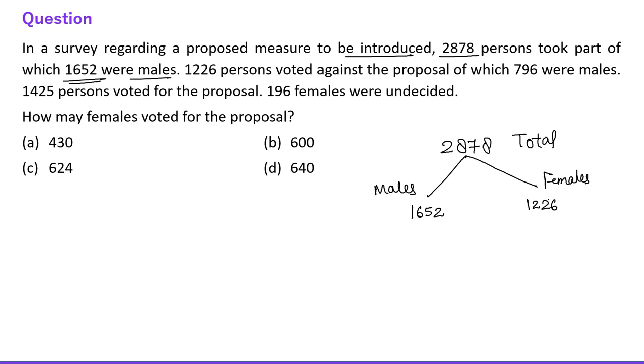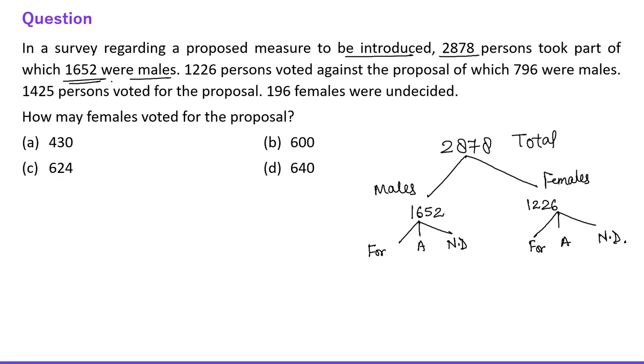1226 persons voted against the proposal, of which 796 were males. 1425 persons voted for the proposal, 196 females were undecided. How many females voted for the proposal? Okay, fine. So there are three categories in male, females also: voted for, voted against, and not decided. Right. Okay, everyone, I repeat it again. In a survey regarding a proposed measure to be introduced, 2878 persons took part, of which 1652 were males.